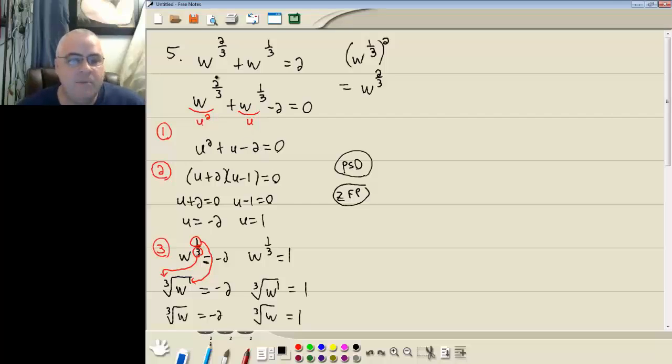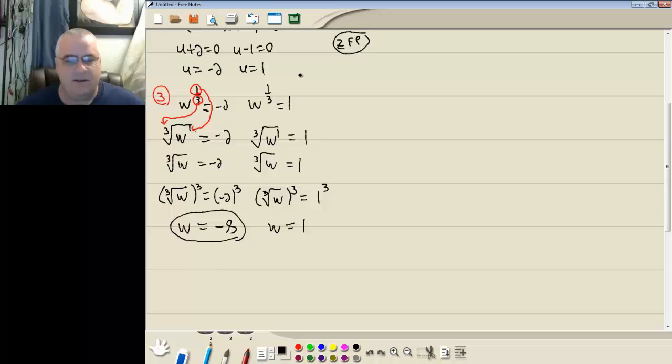Now 1. If I put 1 up here, 1 to the 2/3 plus 1 to the 1/3. 1 to any power is 1. So we'd have 1 plus 1, which gives us 2. So it checks. And those are our two answers to that problem.